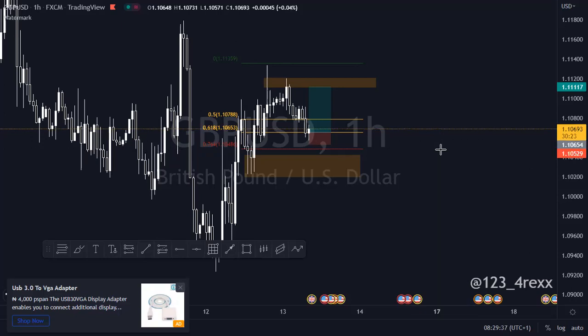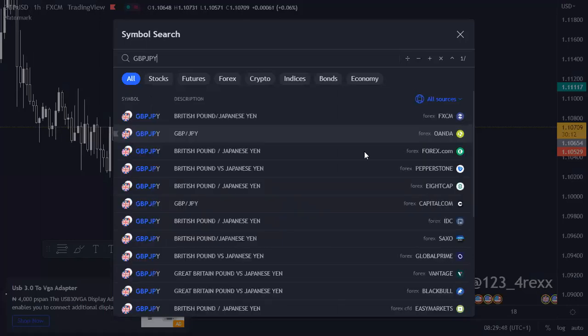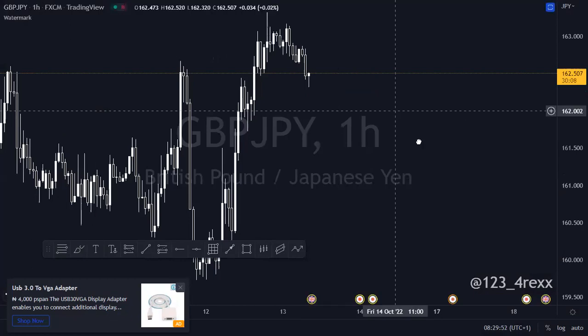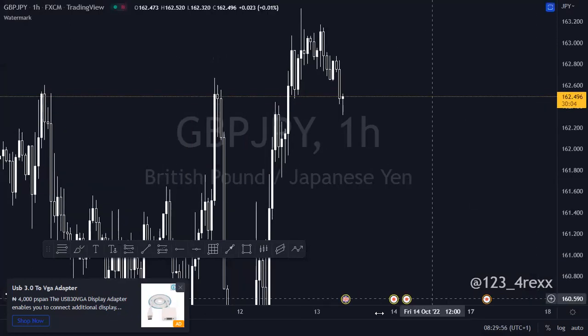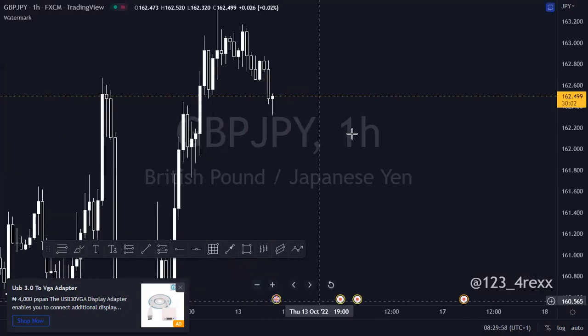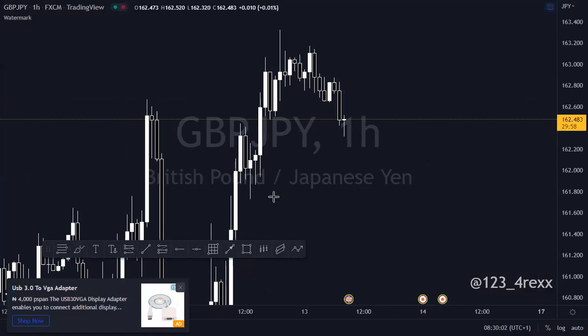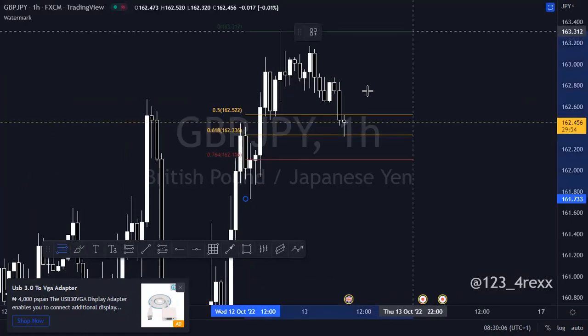Okay. GBP JPY and USD JPY. GBP JPY is almost the same thing. But I think on GBP JPY, the entry on the 15 minutes has already gone. So this is basically our range, from here to here. Price tapped into the 0.6 and rejected.